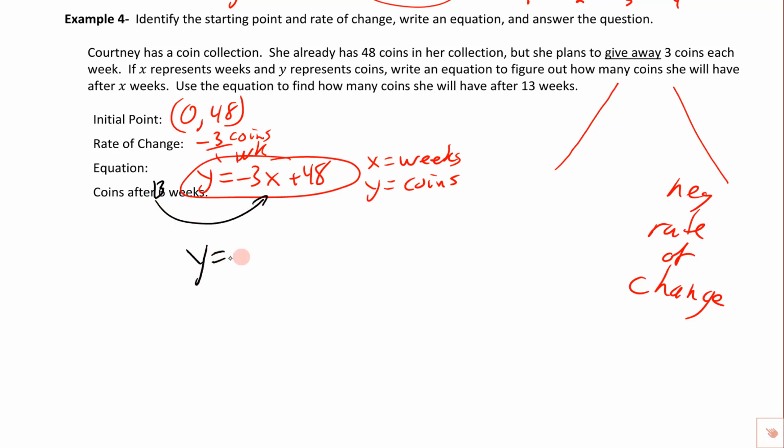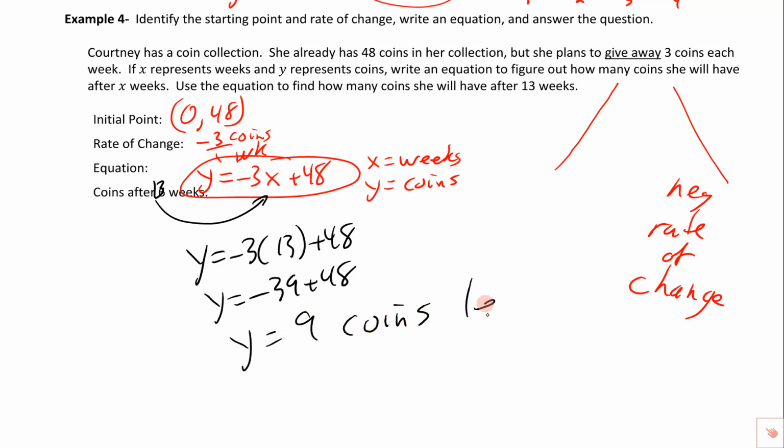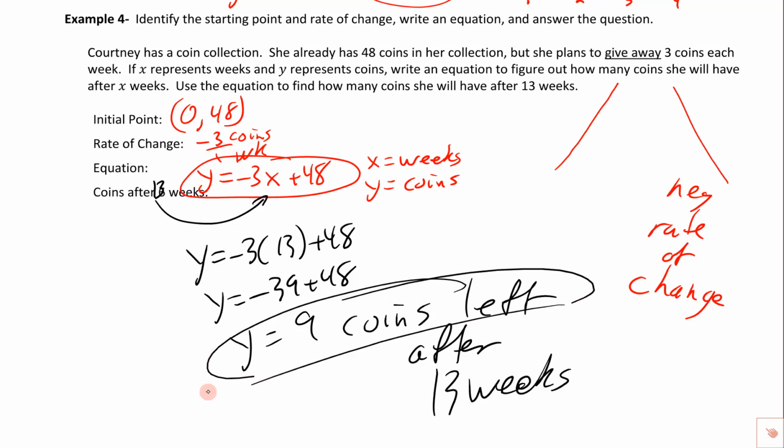Okay? So we get y equals -3 times 13 plus 48. Sorry, not -13, +13. So -39 plus 48. 13 times 3 is 39, yep, and negative, because negative times a positive. So this is going to be y equals, she's going to have 9 coins left after 13 weeks. Okay? All right. That is how we write linear equations and use linear equations in context.